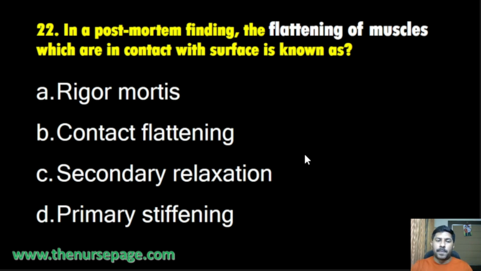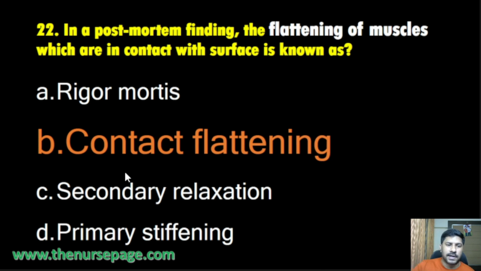If the dead body is in supine position, the muscles, mainly the gluteus muscle, become flattened. That is known as contact flattening: flattening of the muscles which are in contact with the ground or surface.